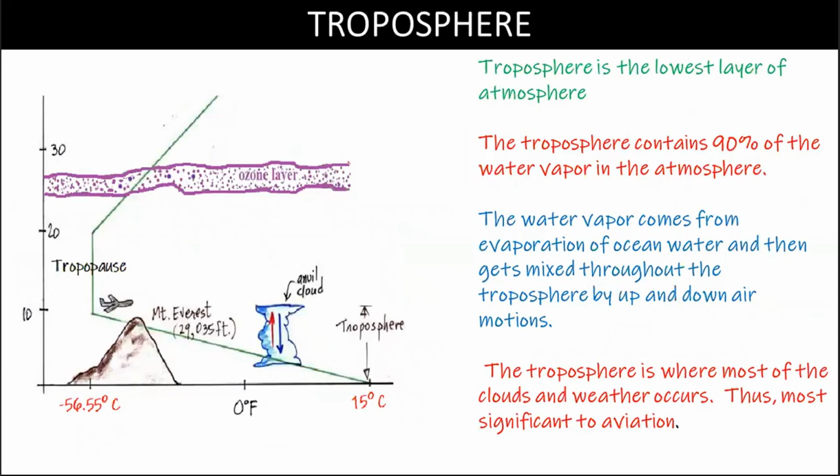The troposphere contains 90% of the water vapor in the atmosphere. The water vapor comes from evaporation of ocean water and then gets mixed throughout the troposphere by up and down air motions. The troposphere is where most of the clouds and weather occurs. Thus, troposphere is the most significant to aviation.